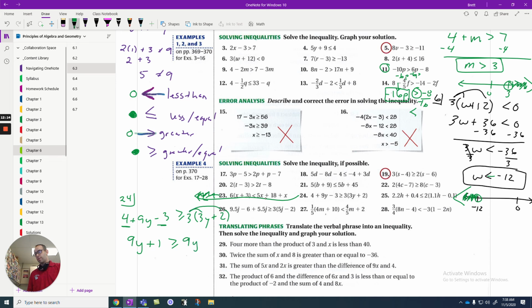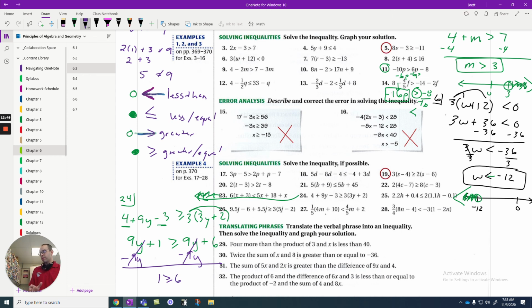So I've got 9y plus 1 is greater than or equal to, and any distribution that I can do gives me 9y plus 6. Okay, we want to try and get my y's on one side. They're identical though, which is a little weird, but I'm just going to move them to the same side. If I minus 9y from both sides, the cancellation that happens here will also happen here, and I'm left with 1 is greater than or equal to 6.